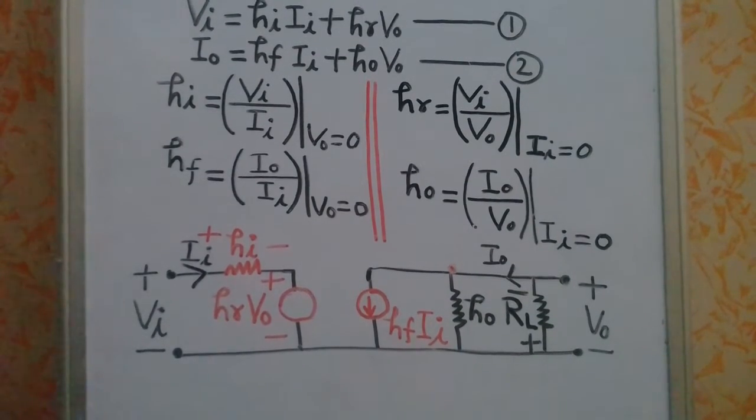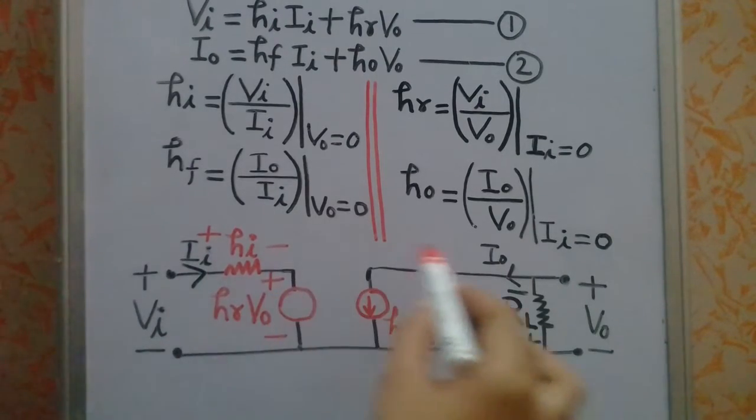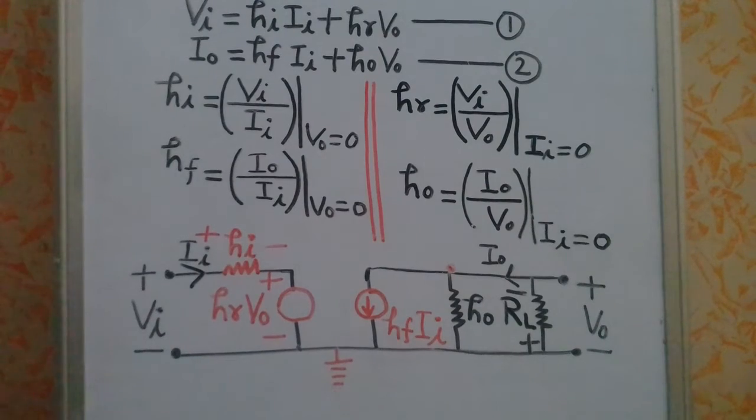So this is the H parameter model of a transistor where this terminal is grounded. Are you getting my point? Right? So this is in general the H parameter model of a transistor, right? Are you getting my point? So that's how you can draw the H parameter model, right?